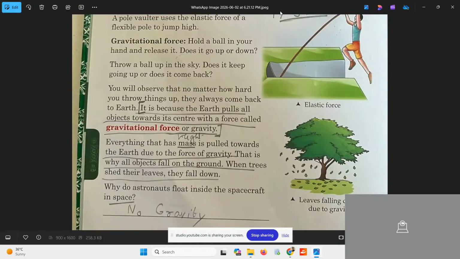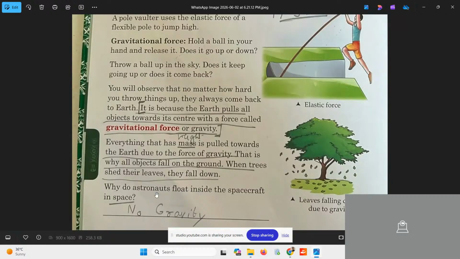When you throw a ball up, it will come down. Why? Because there is gravity. Understood? Now, yesterday he told you about escape velocity, right? If you throw something faster, then it will go out of Earth's gravity range. But that's for later, not today. It's a higher-grade concept, okay?